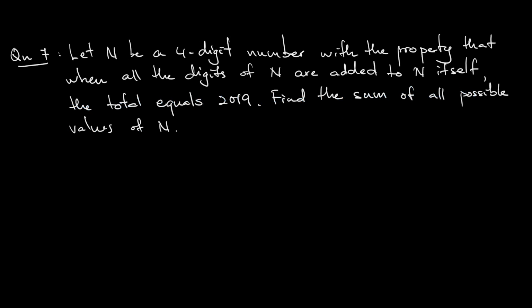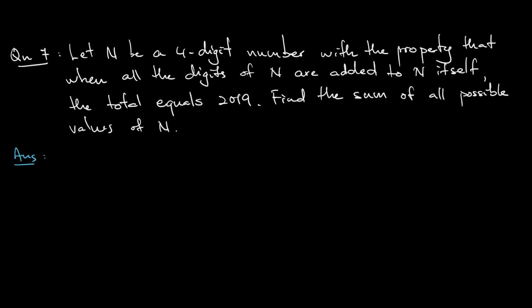Moving along, question 7. The question says that n is a 4-digit number with the property that when all the digits of n are added to the number n itself, the sum is equal to 2019. And the question asks you to find the sum of all the possible values of that number n. Okay, let's try this number theory question together.